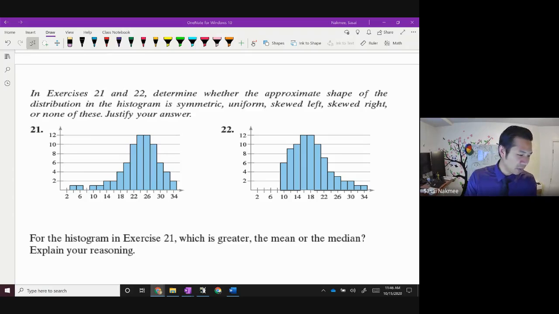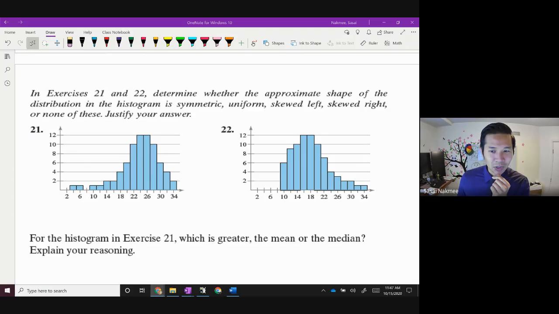Is number 22 symmetric? Uniform. Skewed left or skewed right? I'll launch that one as well. So can you guys go in there and try that real quick? Go into the polls and answer these questions. Is it skewed right or is it skewed left? Or is it uniform or is it symmetric? You guys go into the poll and answer that.